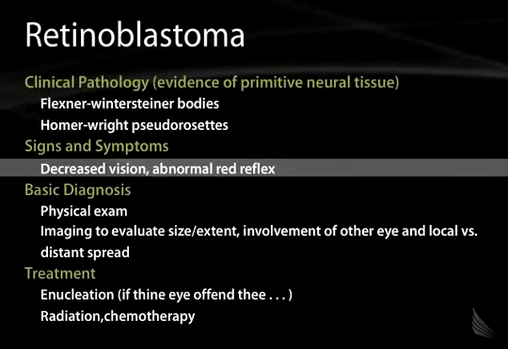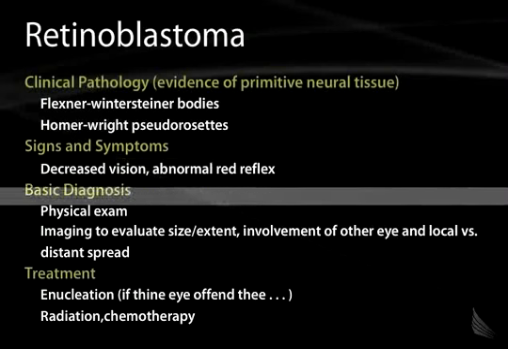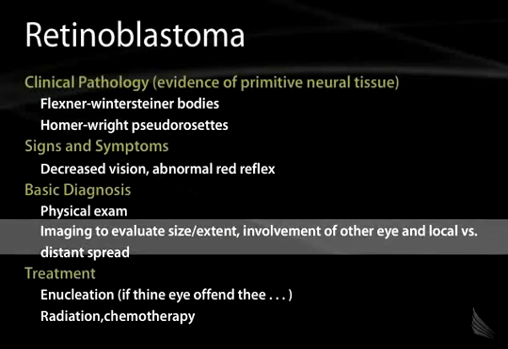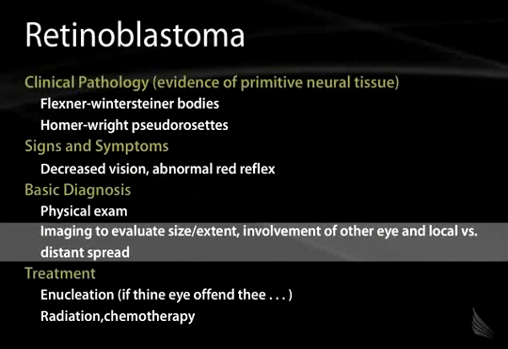Signs and symptoms include decreased vision and abnormal red reflex. That's why primary care doctors are often taught to learn to recognize the red reflex, and every good doctor should. Basic diagnosis includes a physical exam, also imaging to evaluate the size and extent and involvement of the other eye and CNS versus local or distant spread of the tumor.